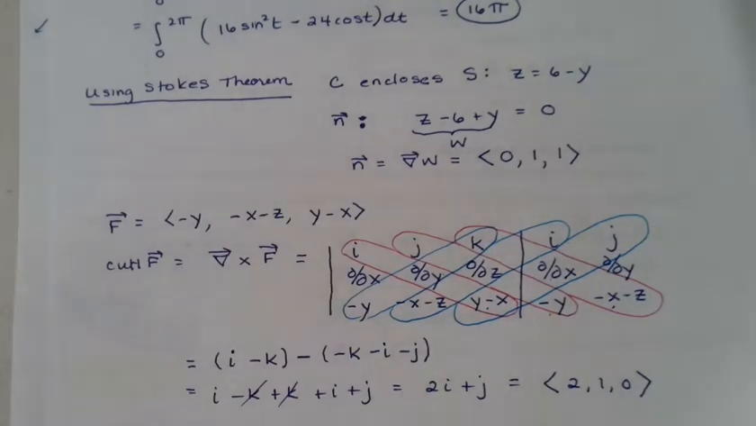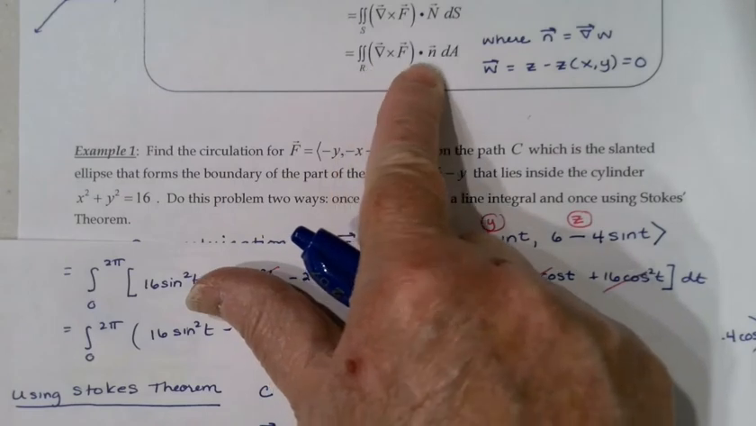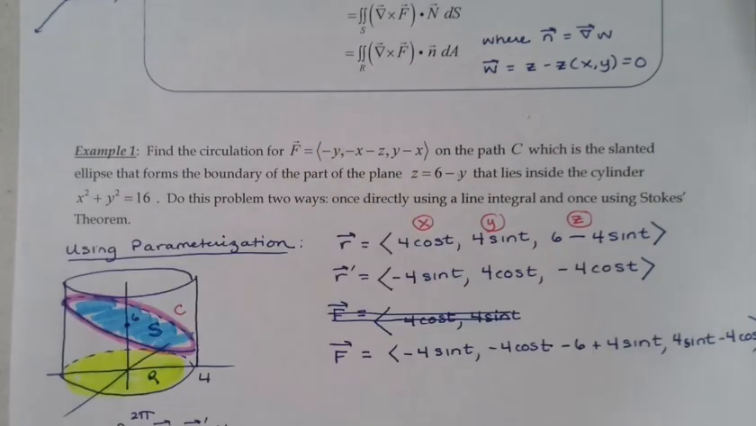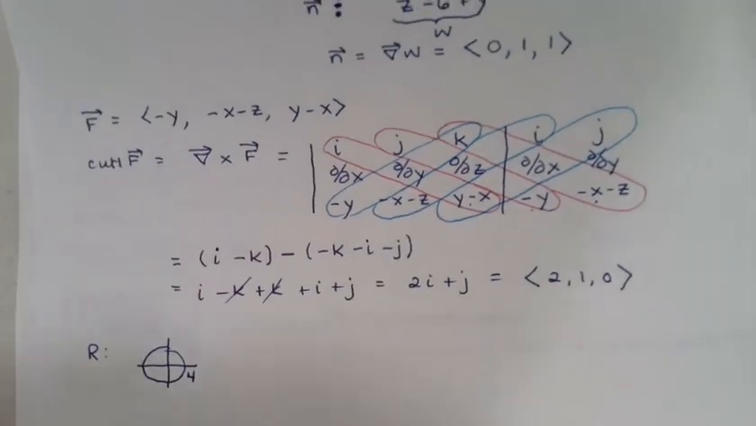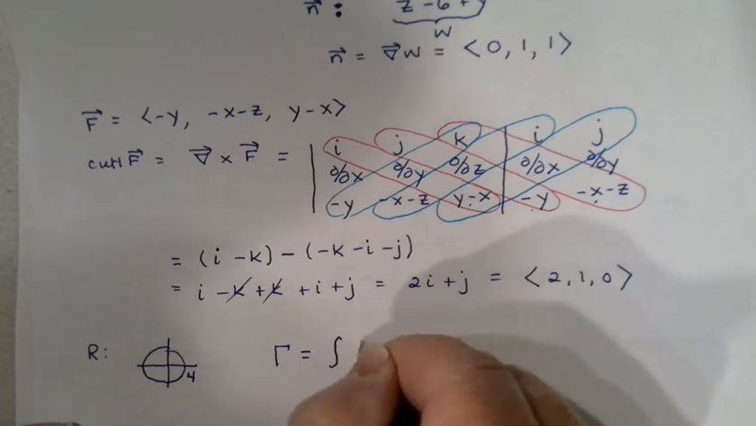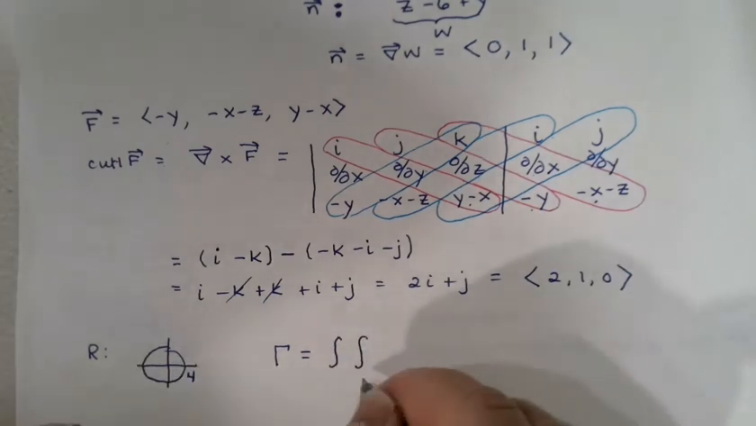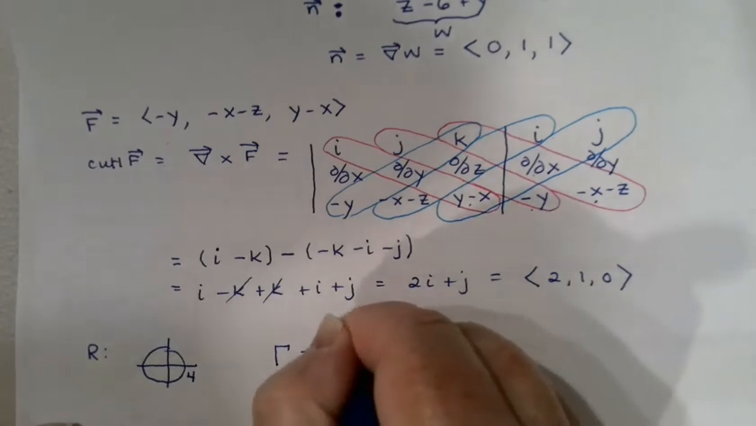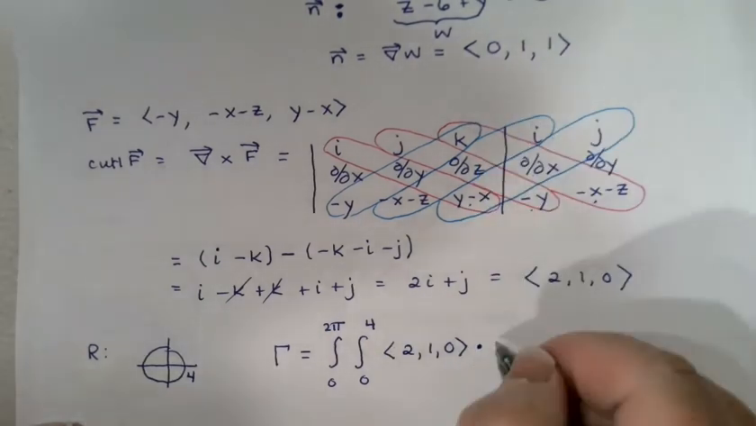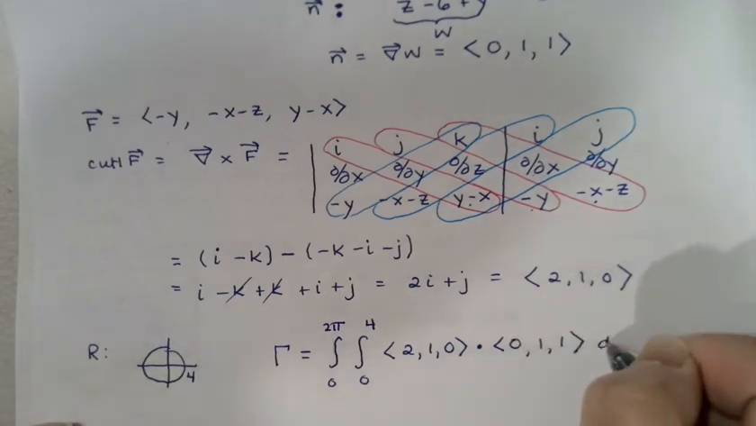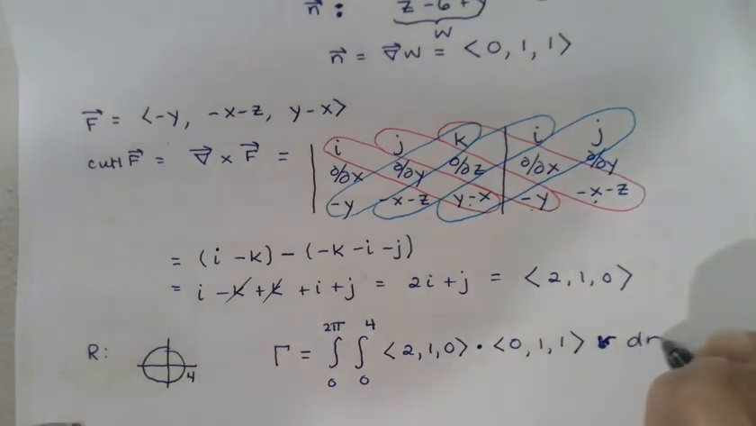All right, we mostly have what we need here. We've got our n vector, we've got our curl vector. So one more time, Stokes' theorem says take the curl dotted with n and integrate over the region R. So I'm going to take the dot product of those two vectors we just found, and integrate them over this circle of radius 4. Just a reminder that R was a circle of radius 4. So our circulation is a double integral over this circle, and I'll go polar, so r goes from 0 to 4, theta from 0 to 2 pi, of the curl vector 2, 1, 0, dotted with the n vector 0, 1, 1. And this is polar, so it's r dr d theta for the dA.